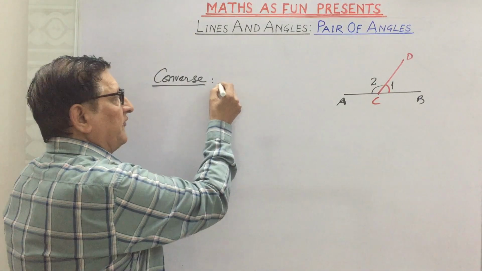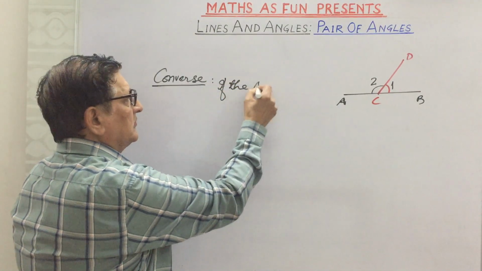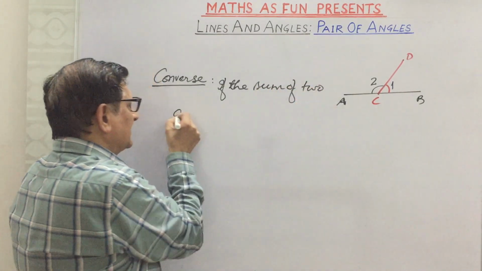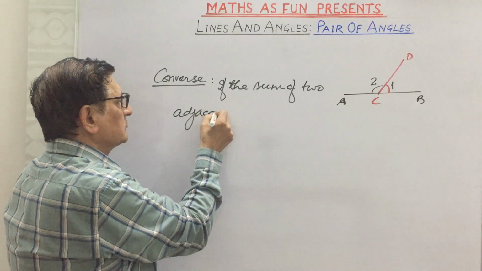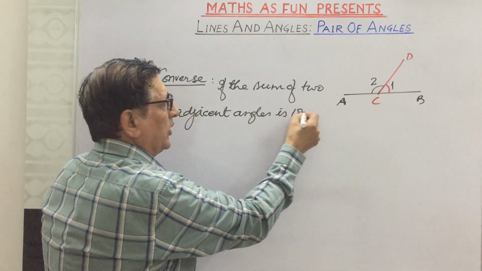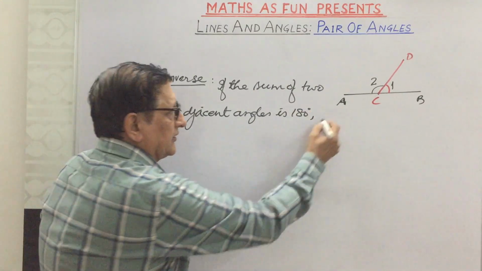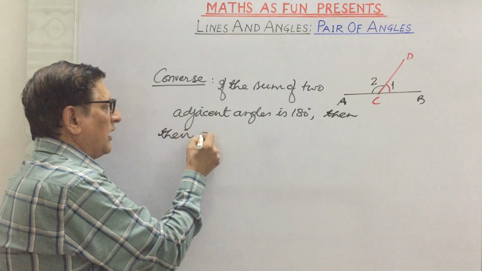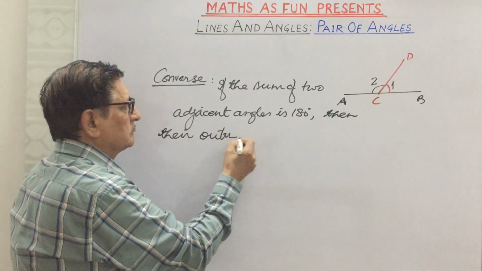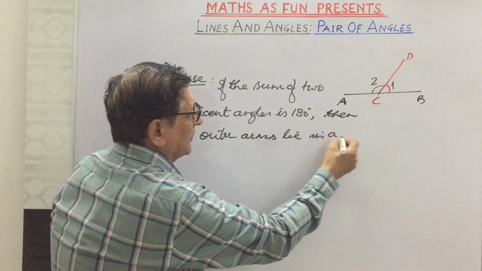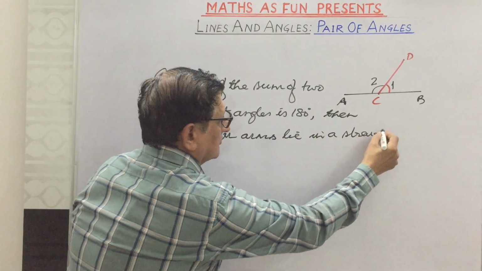So we say if the sum of two adjacent angles is 180 degree, then their outer arms lie in a straight line.